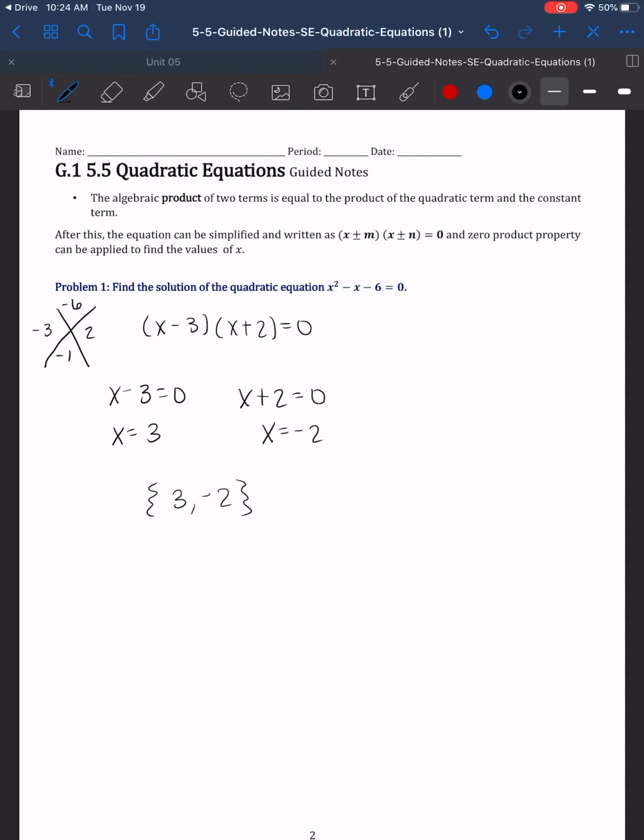You do not necessarily have to write them in those little squiggly brackets. You could just box them in here. But as long as I can find your answers, we're good.